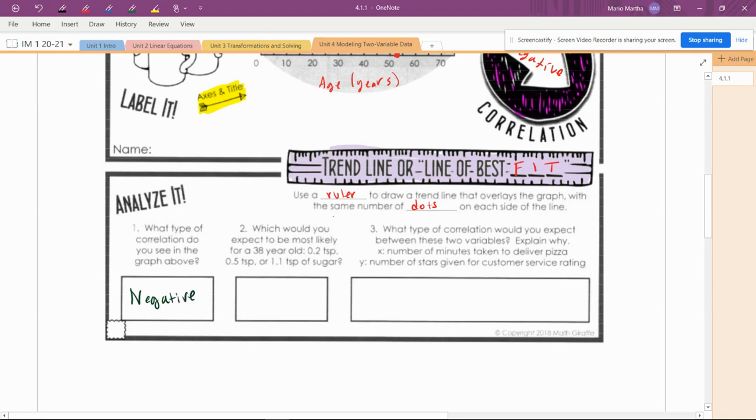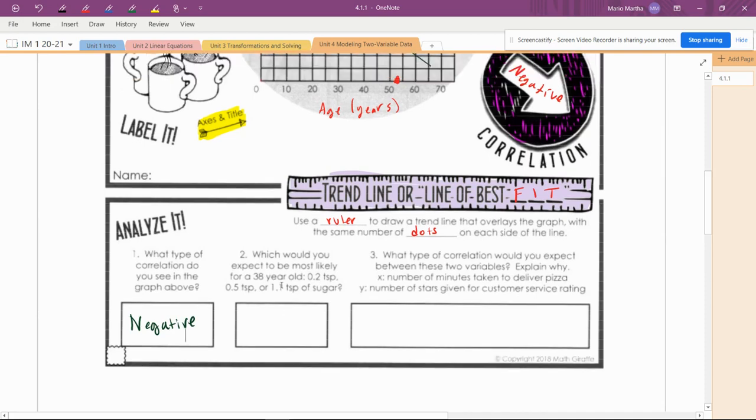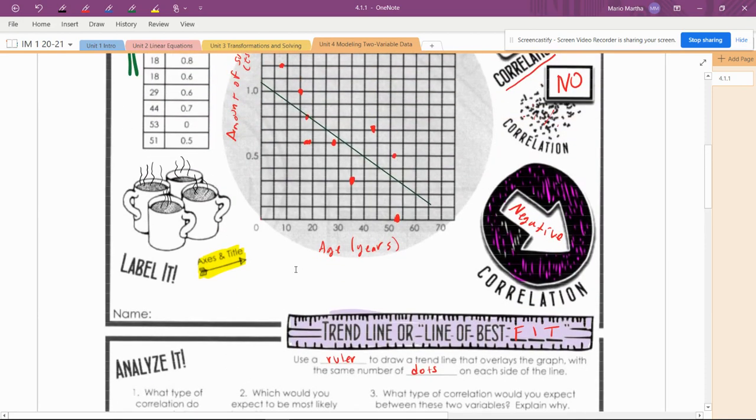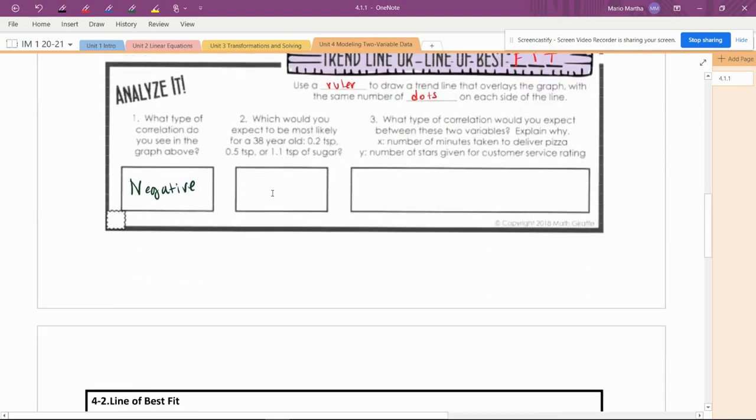And then it says, which would you expect to be most likely for a 38-year-old: 0.2 teaspoons, 0.5 teaspoons, or 1.1 teaspoons of sugar? The nice thing about the line of best fit is that we can give it a guess. It tells us an approximation of what the 38-year-old would do. If you notice on the graph, 40 is right here, so I would say about there is our value. It was about 0.5, so we're going to say 0.5 teaspoons.